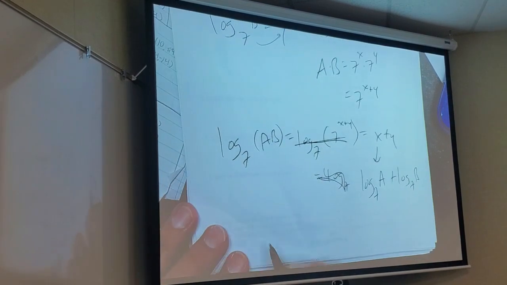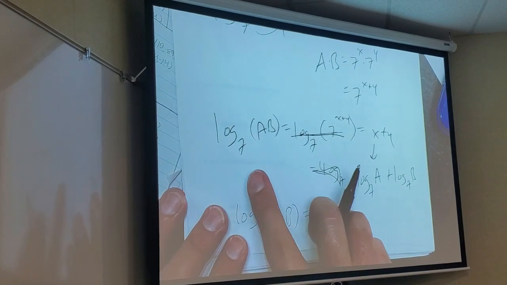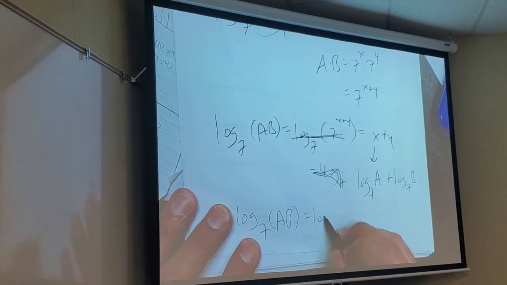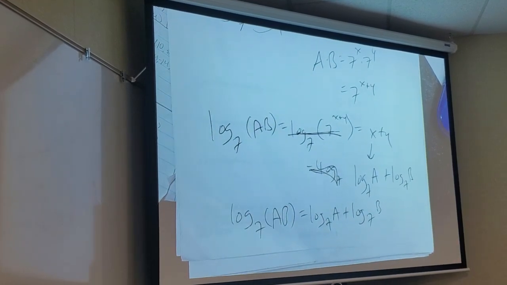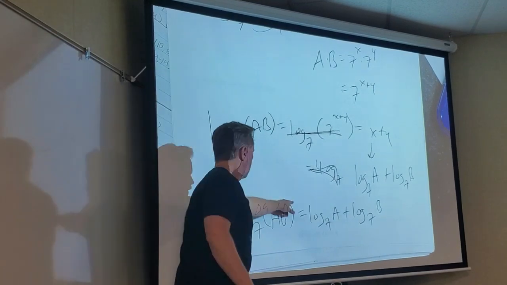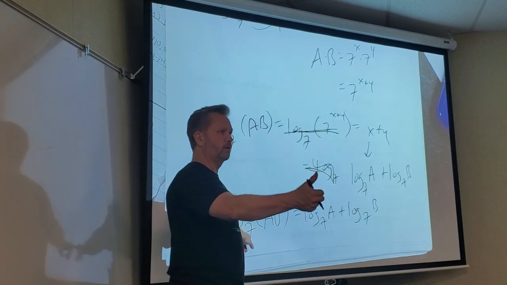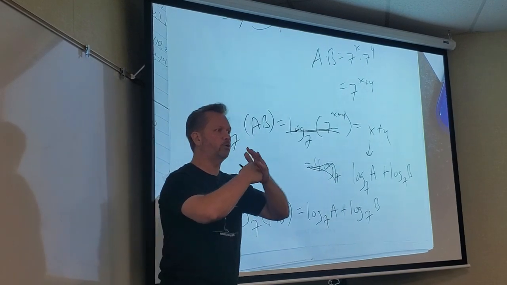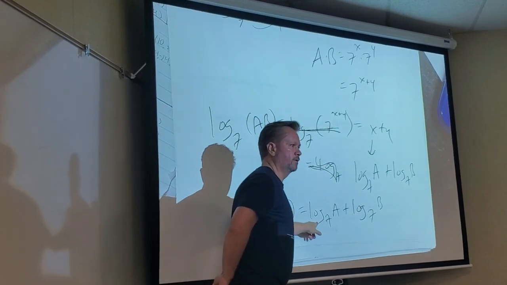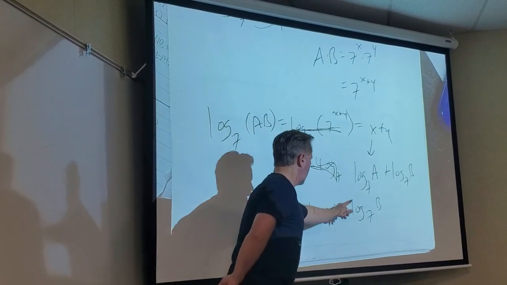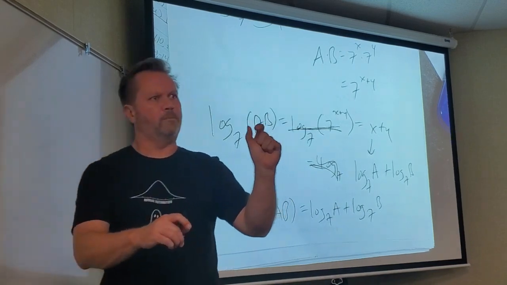So look what this says. If I have the log of a product, it's equal to the sum of the logs. Why does this make sense? What's the base in this statement? 7. So these both have 7 as a base, correct? When I multiply two things with the same base, what do I do with the powers? Add them. Aren't each of these powers, because logs are powers? When I multiply things with the same base, I add the powers. That's our first little property of logs.